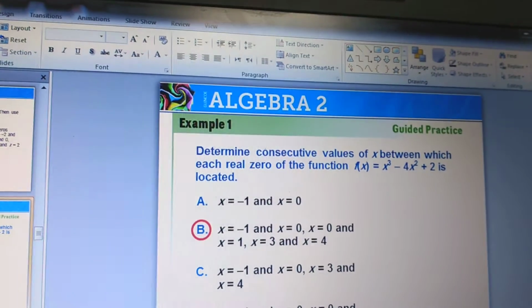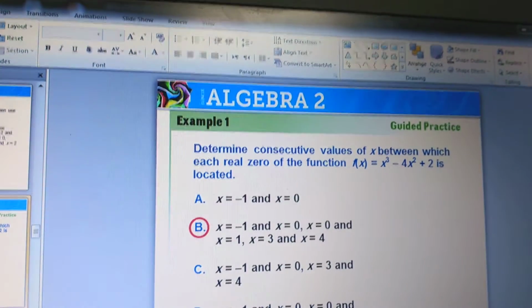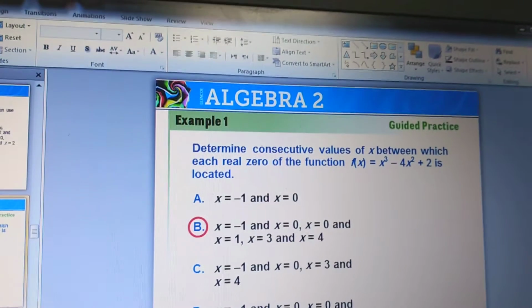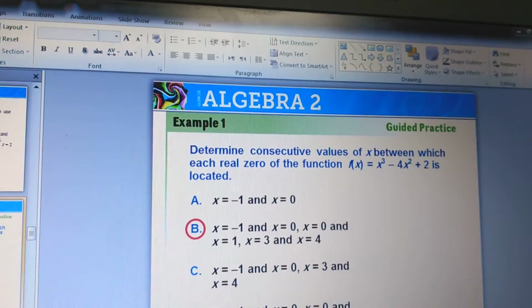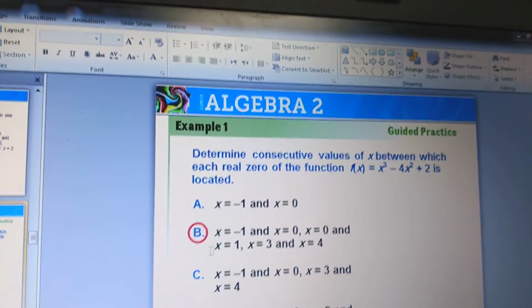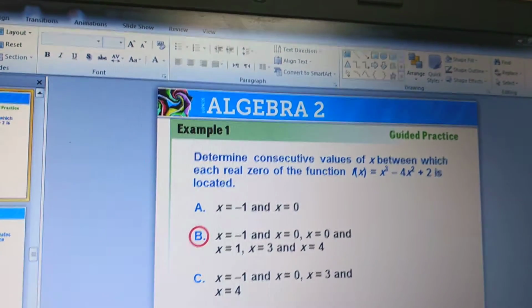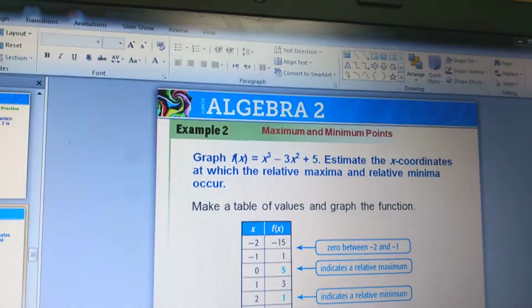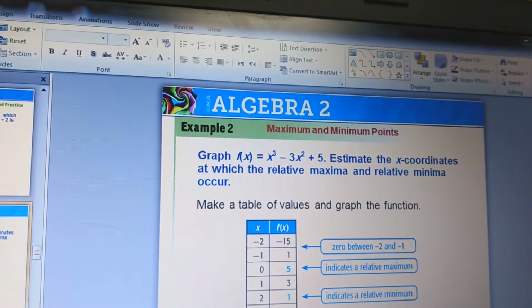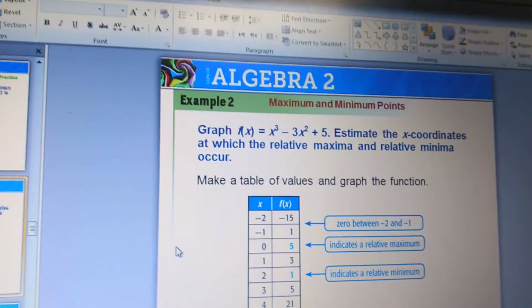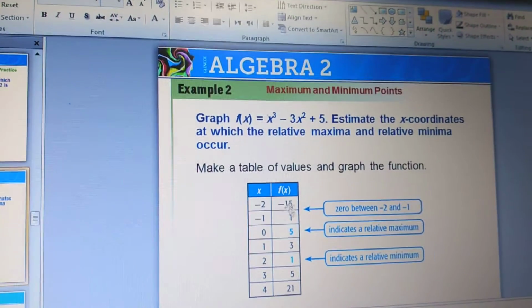This example is about it: determine consecutive values of x between which each real zero of the function f(x) = x cubed minus 4x squared plus 2 is located. Here, of course, you need to make a table or you need to make a graph to get the answers. Maximum and minimum points. How do I get maximum and minimum points? I want to explain it in a simple way for you.